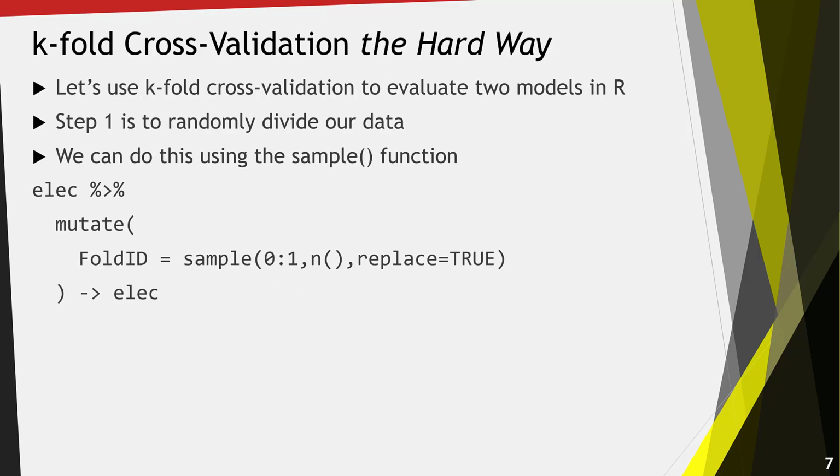So we'd like to do k-fold cross-validation in R. Step 1 is to randomly divide our data. How can we do that? R has a useful function called the sample function to help us here. What sample does is it will randomly choose between values in a list of values we provide.